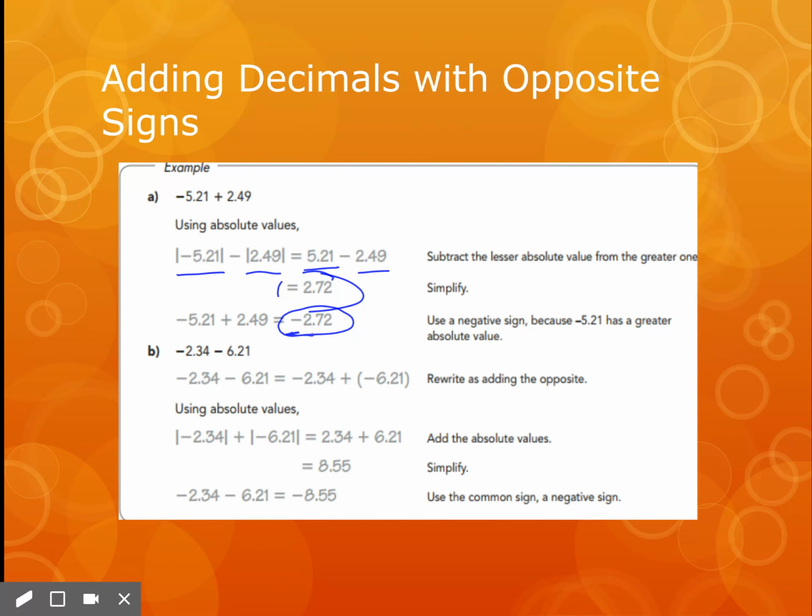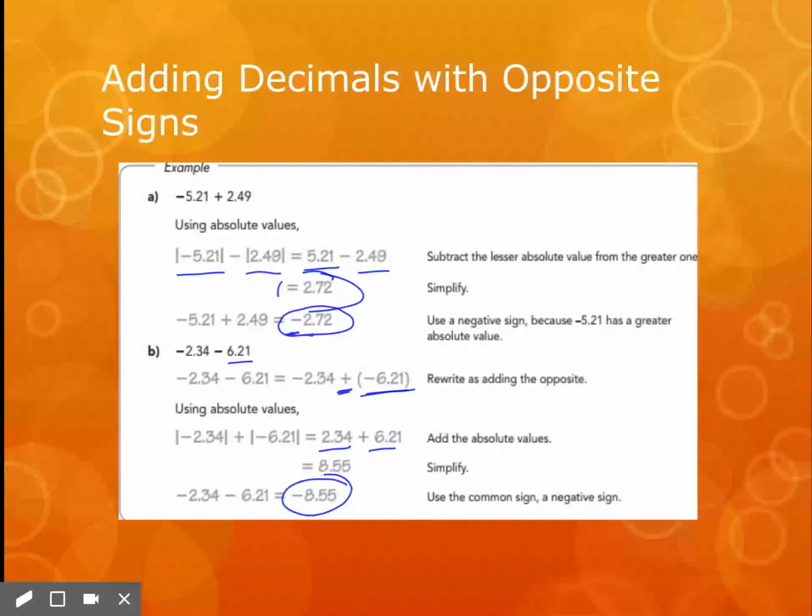In B here, we have negative 2.34 minus 6.21. Again, they are going to subtract the absolute values. Or, I'm sorry, my apologies. Negative 2.34 minus 6.21. Anytime we have a subtraction problem with integers, remember we change it to adding its opposite. So we had minus a positive 6.21. Now we change it to adding a negative 6.21. Because we just have a negative plus a negative, you can just add them. So 2.34 and 6.21, and then put the negative back in front.